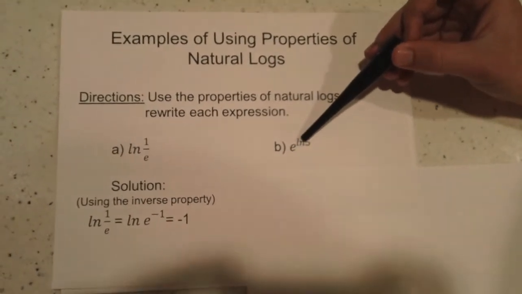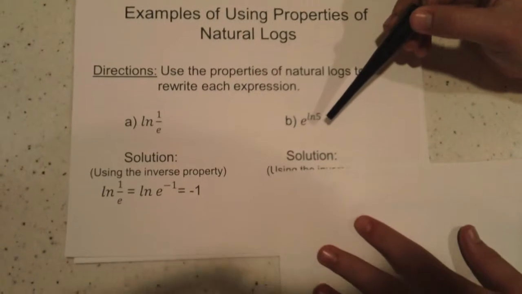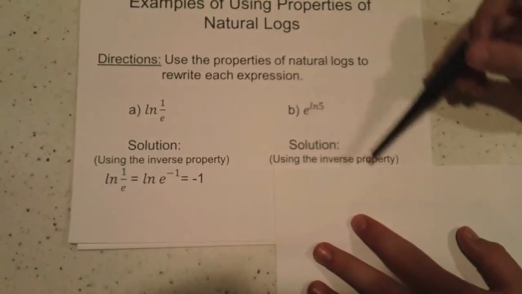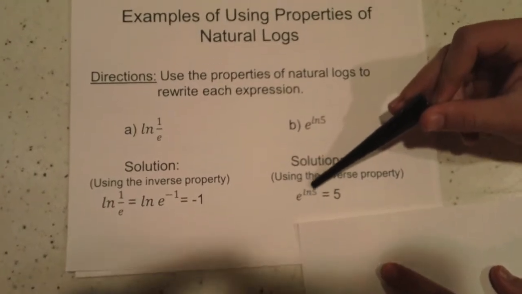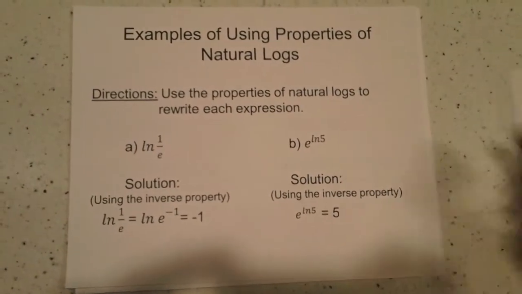e to the natural log of 5. The solution to this, using the inverse property, is that e to the natural log of 5 is equal to 5.